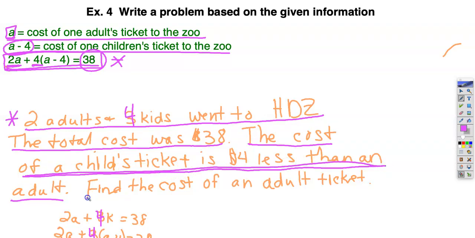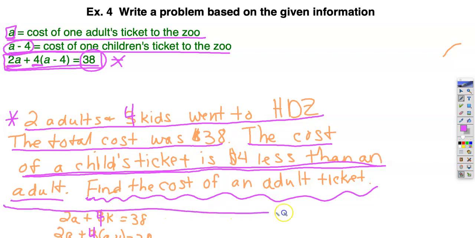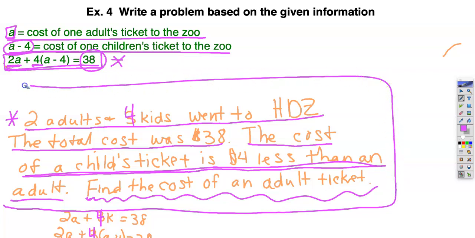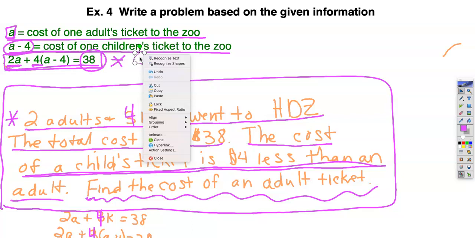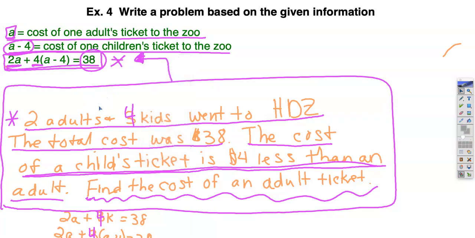And then our final thing, now you can decide. I decided I wanted whoever is writing the equation to find the cost of an adult ticket. So find the cost of an adult ticket. Something else you could tell people to do at the end is find the cost of a child's ticket. So then you would just take whatever A was and then subtract that 4. So this would be your answer. So you're basically writing a story problem for this right here. So if you were to see these words, you would know that those words would create that equation. And that's it.